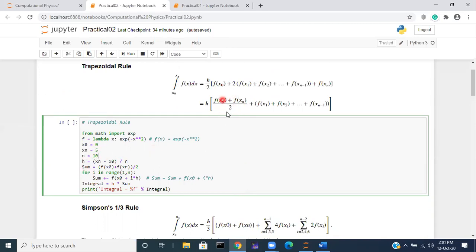Next step, sum equal to f of x0 plus f of xn divided by 2. So we initialize sum equal to f of x0 plus f of xn divided by 2.